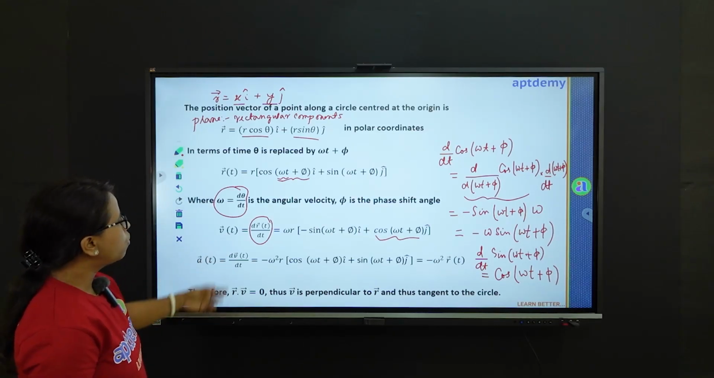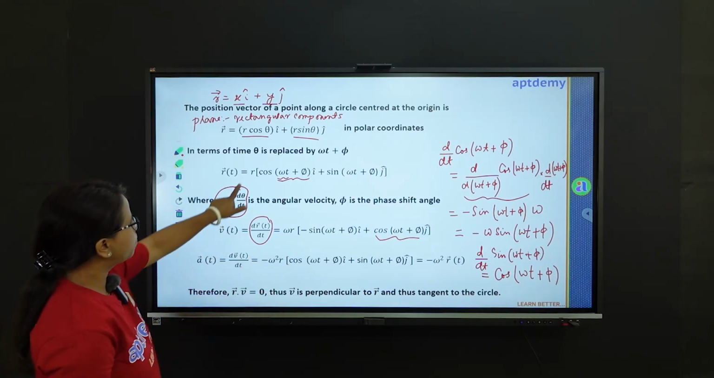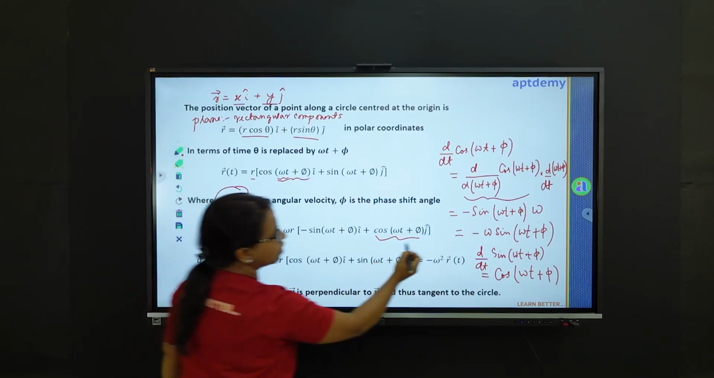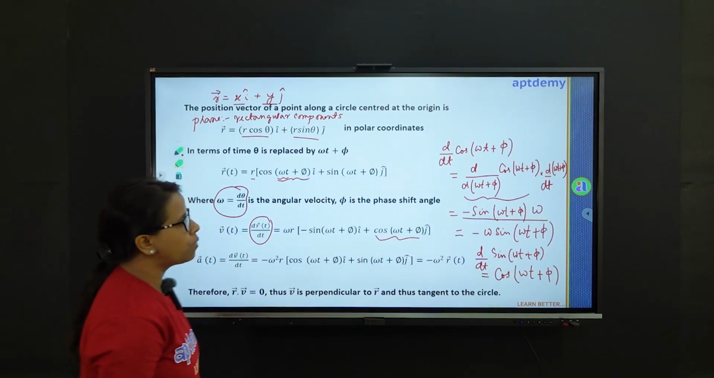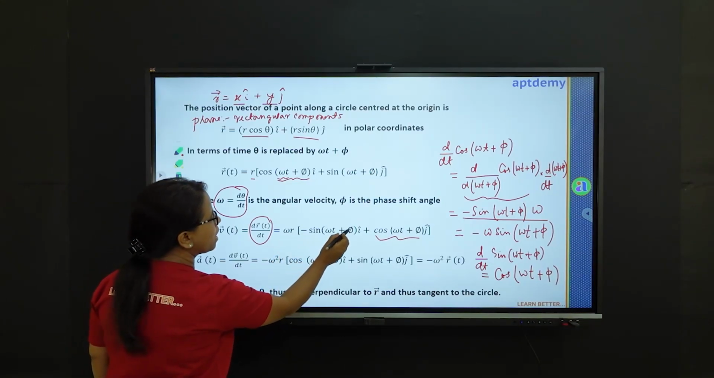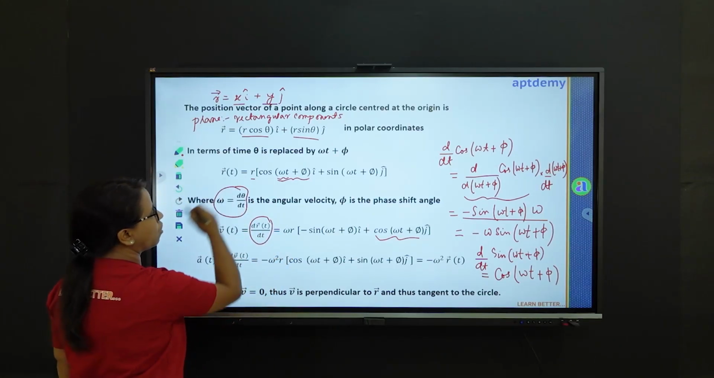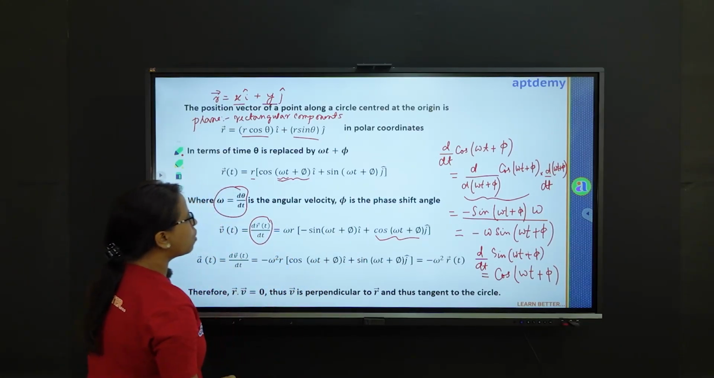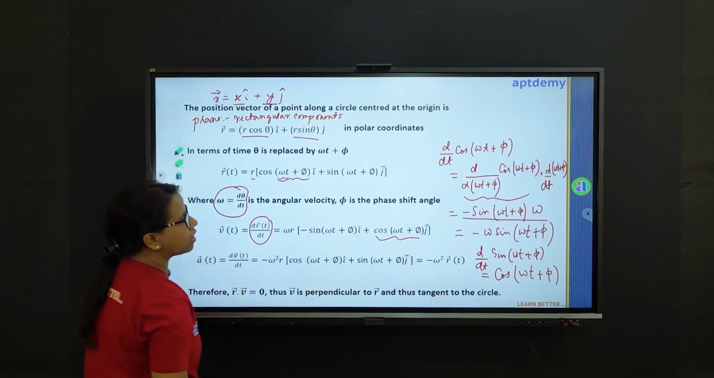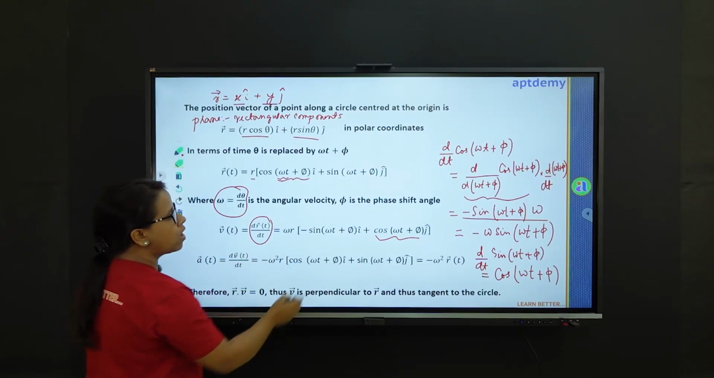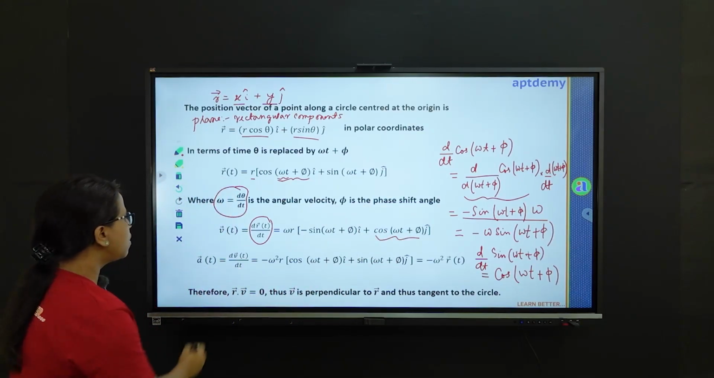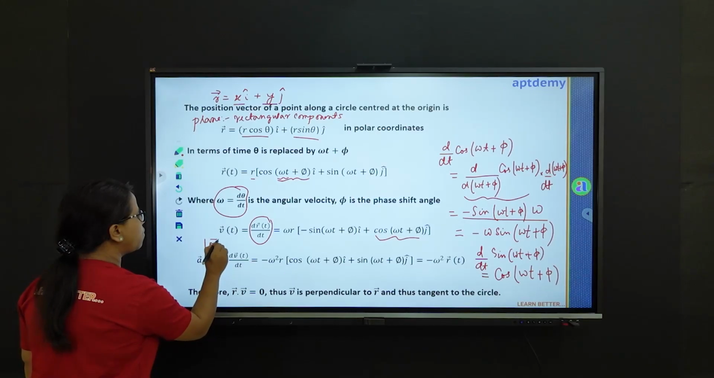Now have a look at this. We have r taken out. r is a constant. It has been taken out. And what we got here is this: minus omega sin of omega t plus phi, i cap remains, r has been taken out being a constant. And for the second part, we have r and omega coming out again. We have r omega common, and for sine we have cos of omega t plus phi. So just have a look at the magnitude here for velocity.